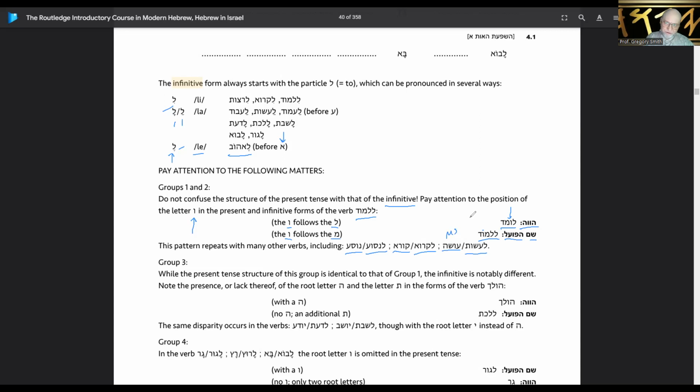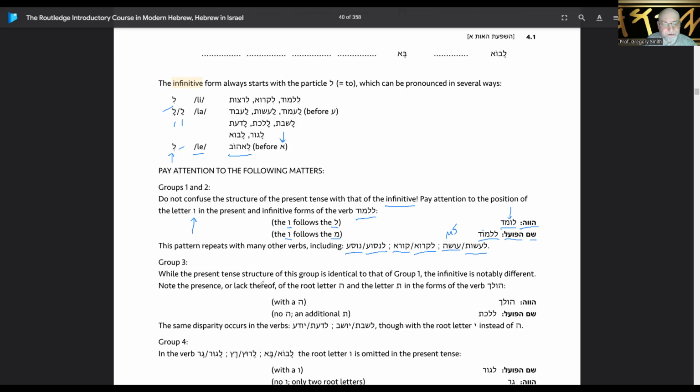Like that song, Oseh Shalom, that the Jews sing. Oseh shalom bimromav, hu yaaseh shalom aleinu, v'al kol Yisrael. And you hear that oseh in there. Oseh shalom, oseh shalom, so on and so forth.